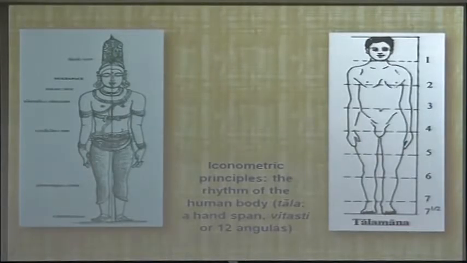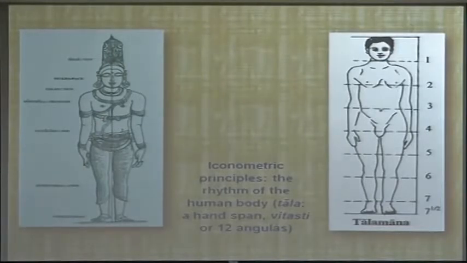And then there is the handspan. So the handspan is this. It is called vitasti in Sanskrit. This is the handspan, and it is actually 12 angulas. You can measure with your own dimensions. You will find that it fits. So this is the basic unit which all statues use.